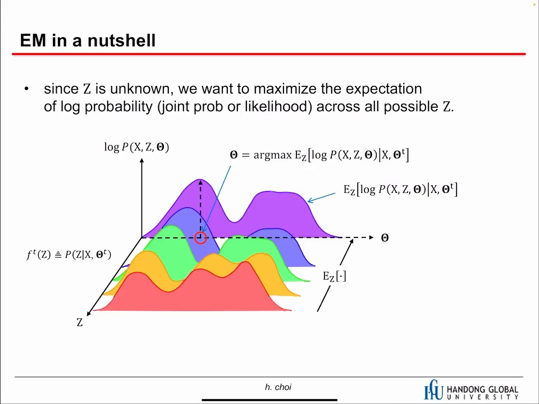For those who don't understand what this expectation maximization does, we have another slide here. Okay, so we are done with all the equations and everything. This one is additional explanation. Since z is unknown, we want to maximize the expectation of the log probability, or joint probability, or likelihood across all possible z. So if we use the best z, okay, this one is a z.